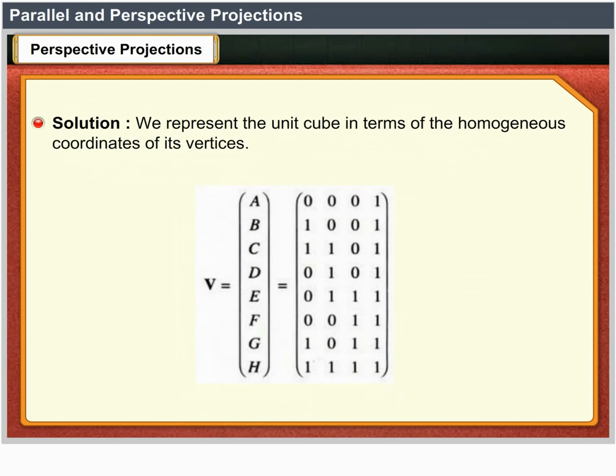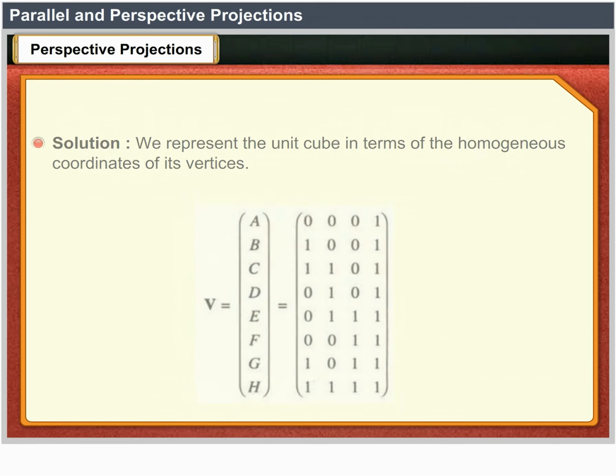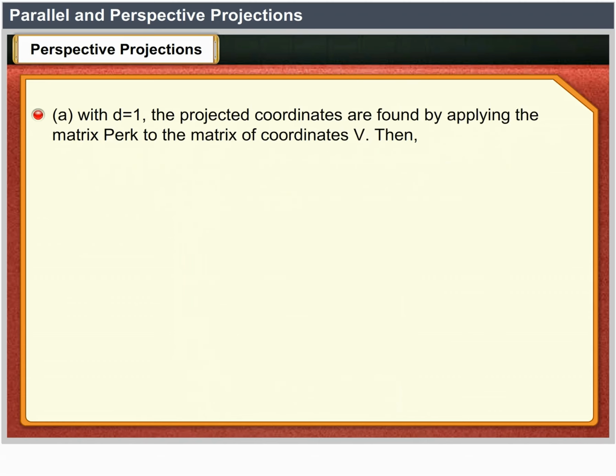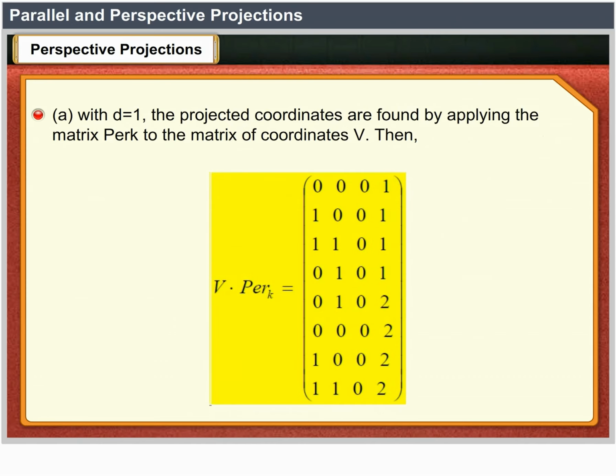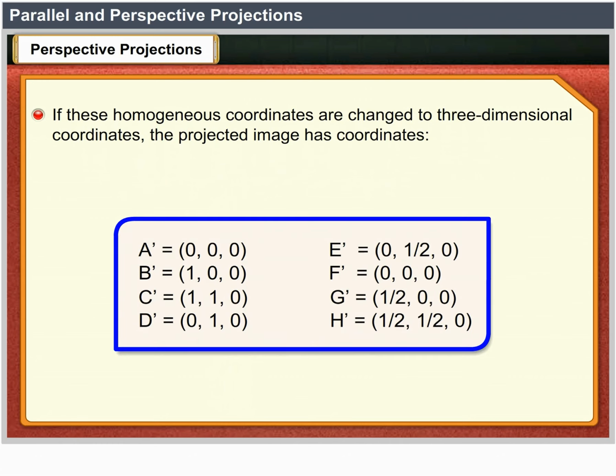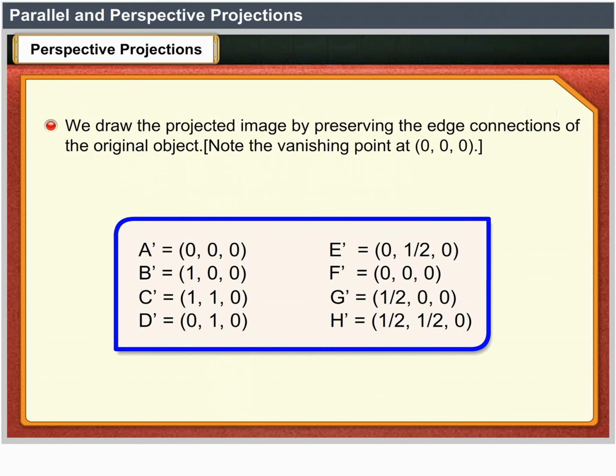Solution: we represent the unit cube in terms of the homogeneous coordinates of its vertices, as shown below. The standard perspective matrix is shown here. With D equals 1, the projected coordinates are found by applying the matrix per to the matrix of coordinates V, as given here. If these homogeneous coordinates are changed to three-dimensional coordinates, the projected image has coordinates as shown below. We draw the projected image by preserving the edge connections of the original object. Note the vanishing point at 0, 0, 0.